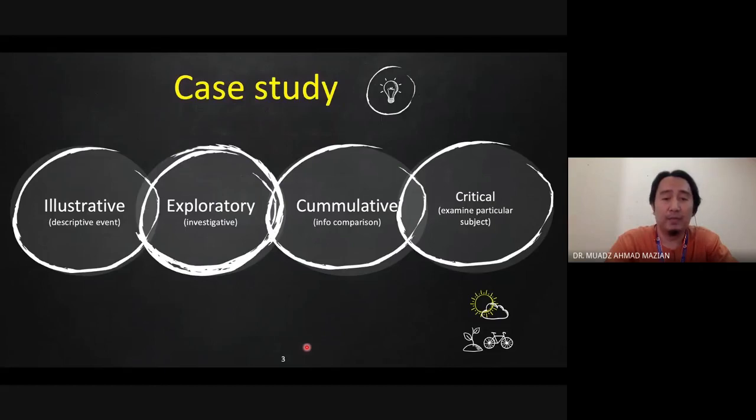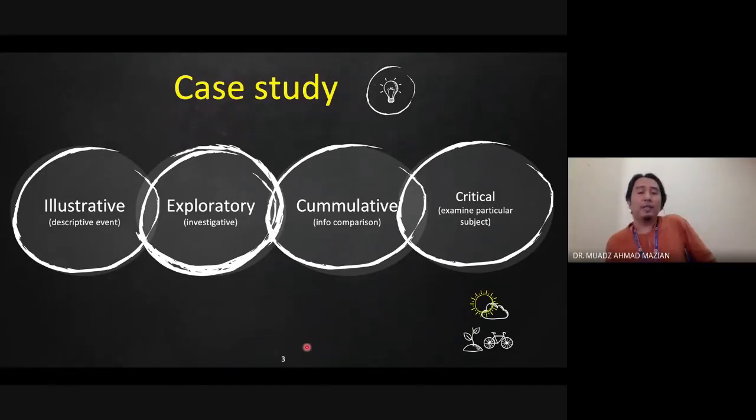Number 2 is exploratory, means that investigative. Okay, so in this types of case study, mainly para peguam lah, a law firm used to have this case study. So for example, kena masuk mahkamah, then you know the peguam kena bela someone, right? So from there, the peguam has to plan the case study, okay, based on the investigation. So there is a lot of interview have to be done by the peguam lah in order to fit in the exploratory case study.